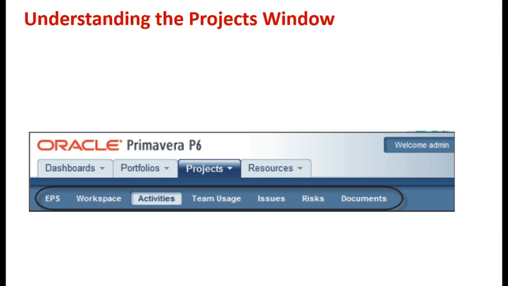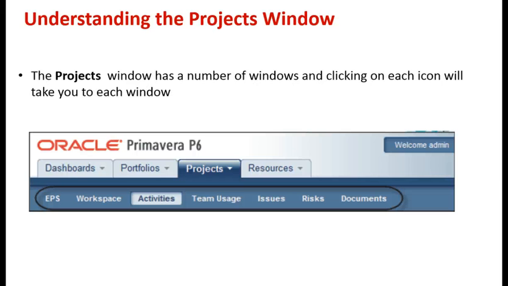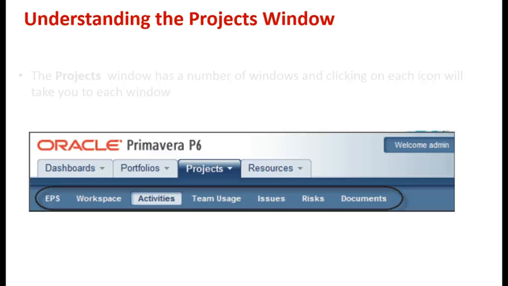Understanding the project's window is very important. When you click the project's window, you will see different tabs like EPS, workspace, activities, team usage, issues, risks, and documents. We will see the activities by clicking the activities tab. In the next slide, we will see how clicking this activities tab allows us to create and add activities, and create relationships. That way we can see how to start creating a project schedule.